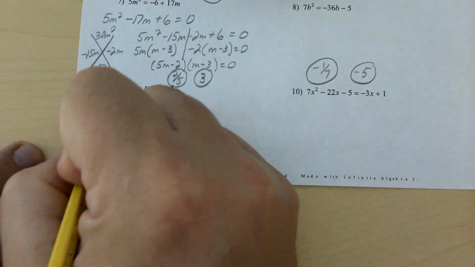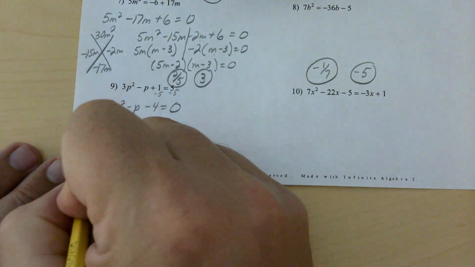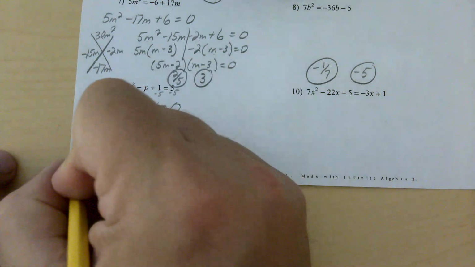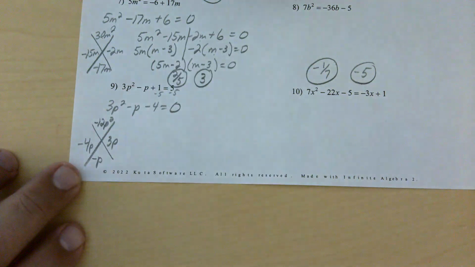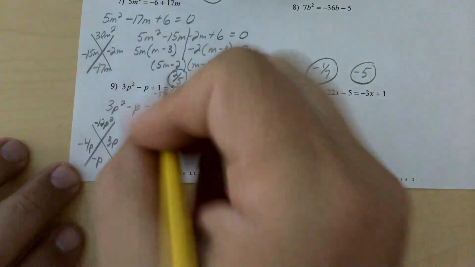I get a negative 12p squared when I take a times c, and I need to make sure it can add up to a negative p. So again, my brain knows the numbers I'm going to use, but you're going to have to go through all the different ways. 12 times 1 can't use, 2 times 6 can't use, but a 4 and 3 can be used, where the 4 needs to be negative and the 3 needs to be positive. Okay, multiplies to give you the negative 12, adds up to the negative p.